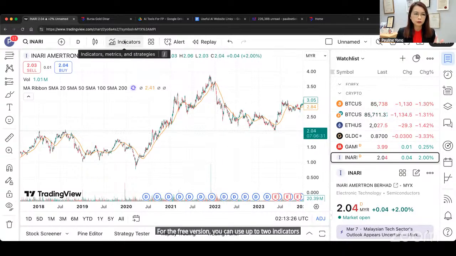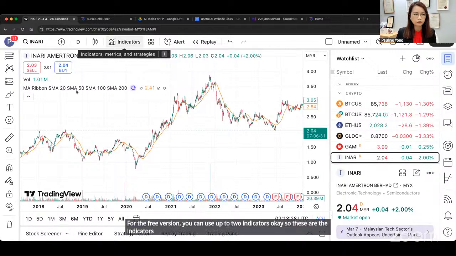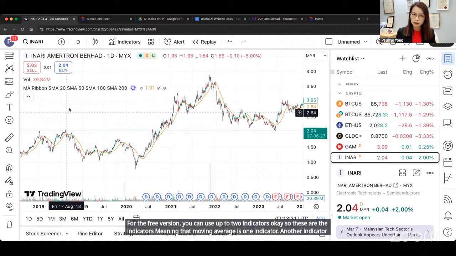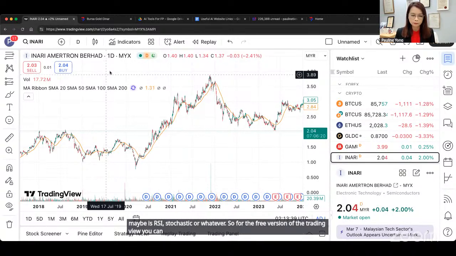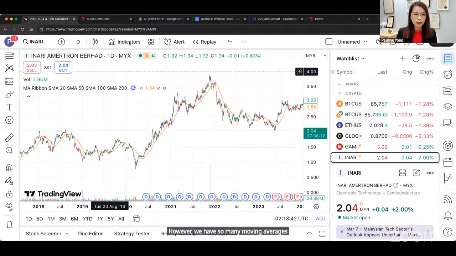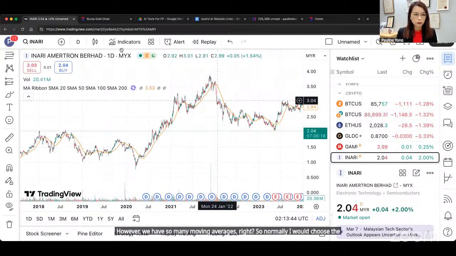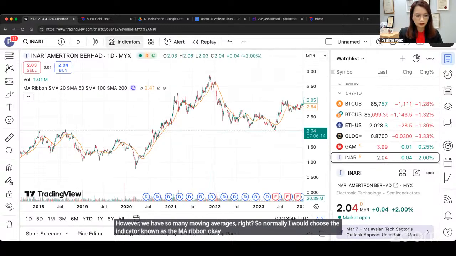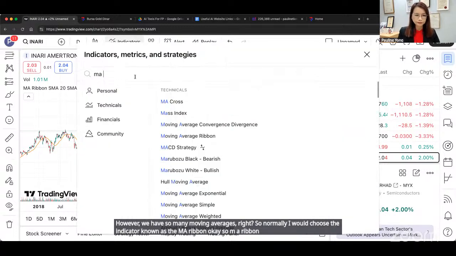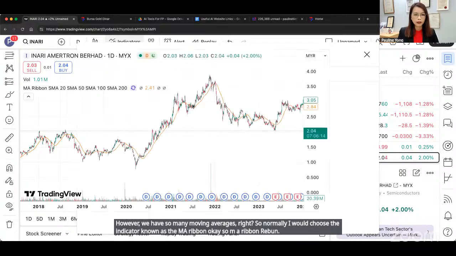These are the indicators, meaning that moving average is one indicator. Another indicator may be RSI, stochastic, or whatever. For the free version of TradingView, you can use up to 2 indicators. However, we have so many moving averages, right? So normally I would choose the indicator known as the MA ribbon. And you see this moving average ribbon.